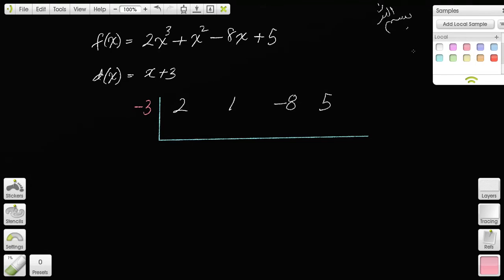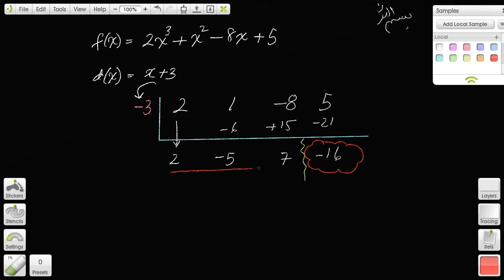Then we did the synthetic substitution. We did 2 goes over here, that's negative 6, that's negative 5, that's positive 15, and that's 7, that's negative 21, and then you get negative 16 over here. So if you recall, that's how you divide this. Then we said this is going to be the remainder, and that's going to be the quotient. And we wrote this when you divide this by this.